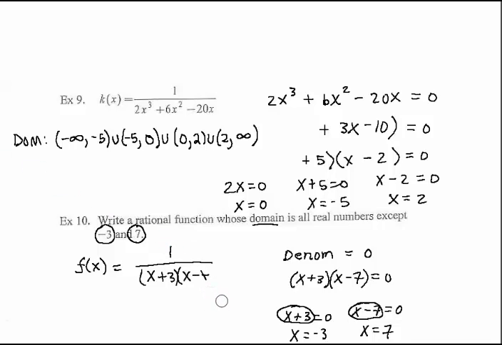But let's say, for instance, you were doing a multiple choice problem, and you looked in the multiple choice and you didn't see x plus 3 times x minus 7. Well, alternatively, you could see x squared minus 4x minus 21. You could go ahead and multiply them together, and hopefully this one would be in the answers. So either one of these is the denominator that excludes negative 3 and 7.